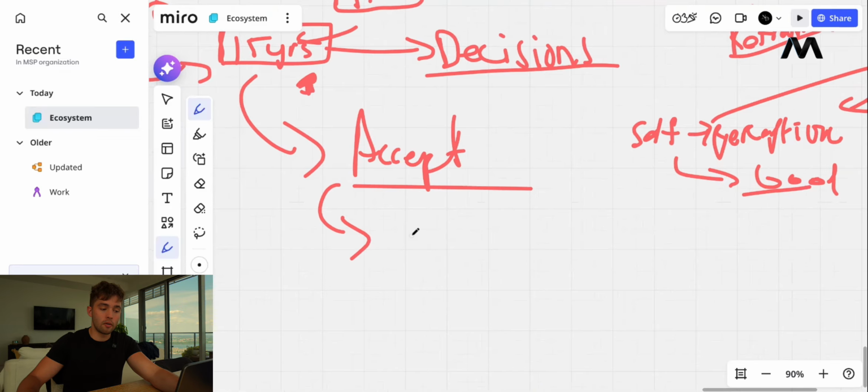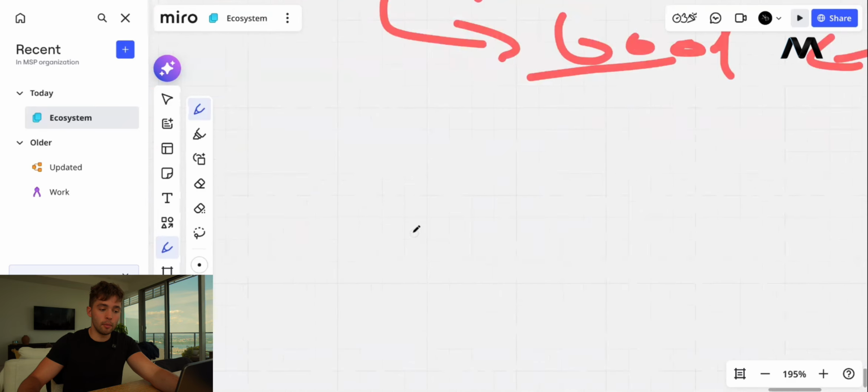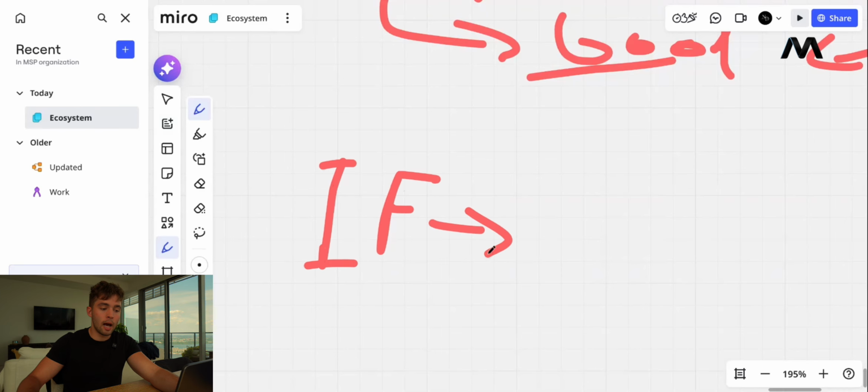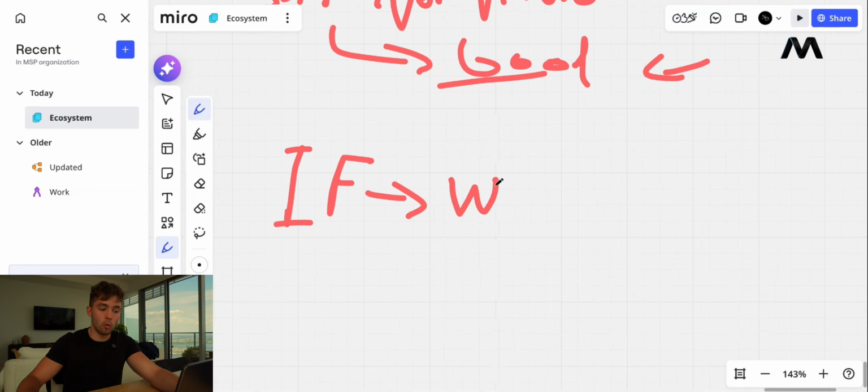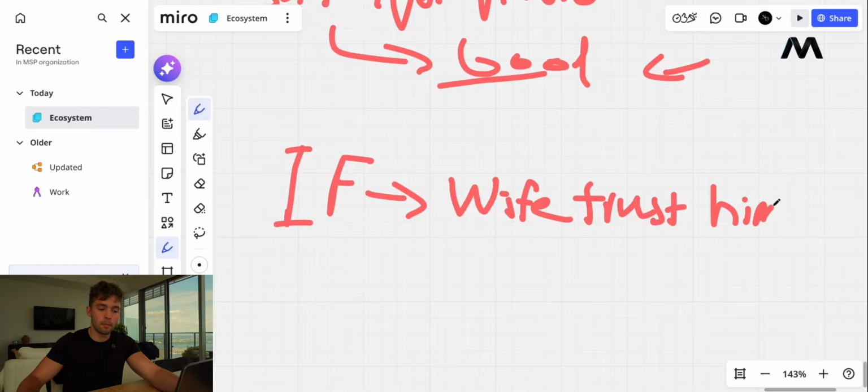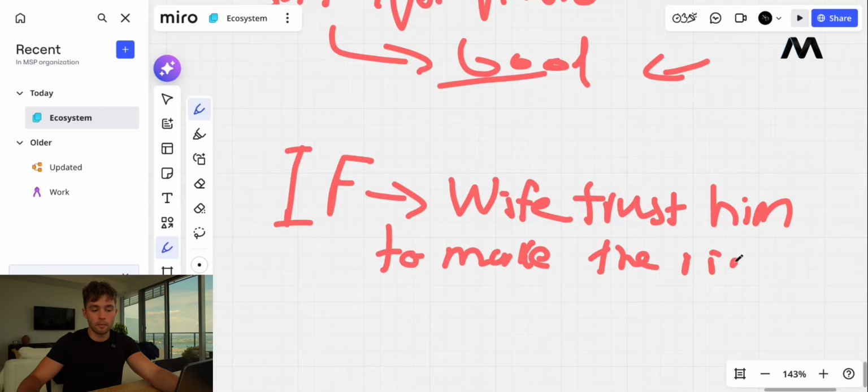Now, what did I do there? So obviously that's an identity frame. I framed him. What is this identity frame? I just framed him into the identity of someone that his wife trusts him to make the right decisions.